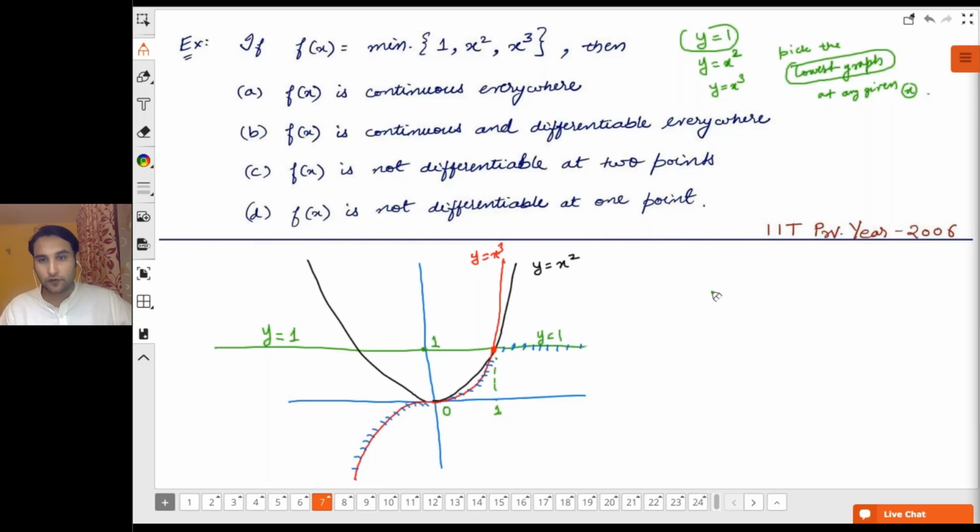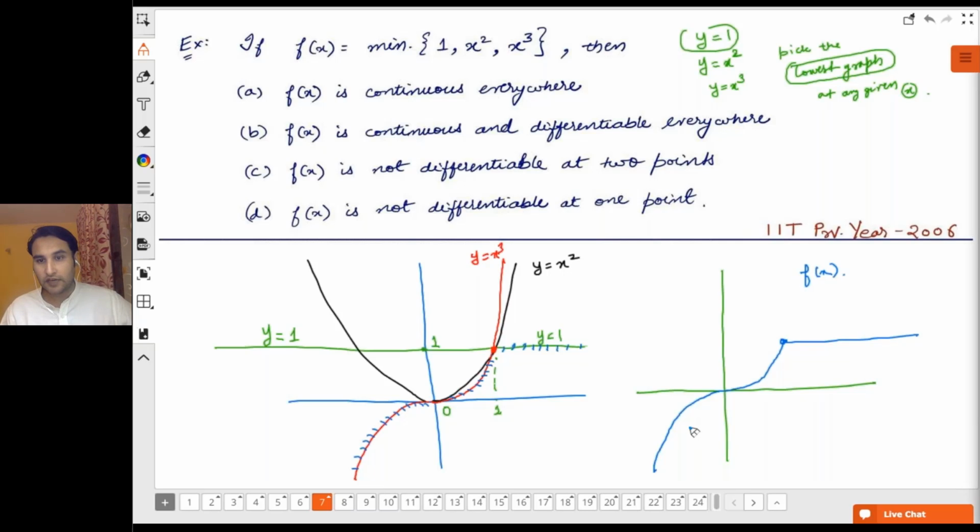So actually your graph looks like this. Now if I just take out the shaded portion, your graph will look like this. It was the x cube graph, it came smoothly, it went till here. After that, the graph was this. So this is your f of x actually, which behaves like y is equal to x cube till 1, and after that behaves like y is equal to 1.